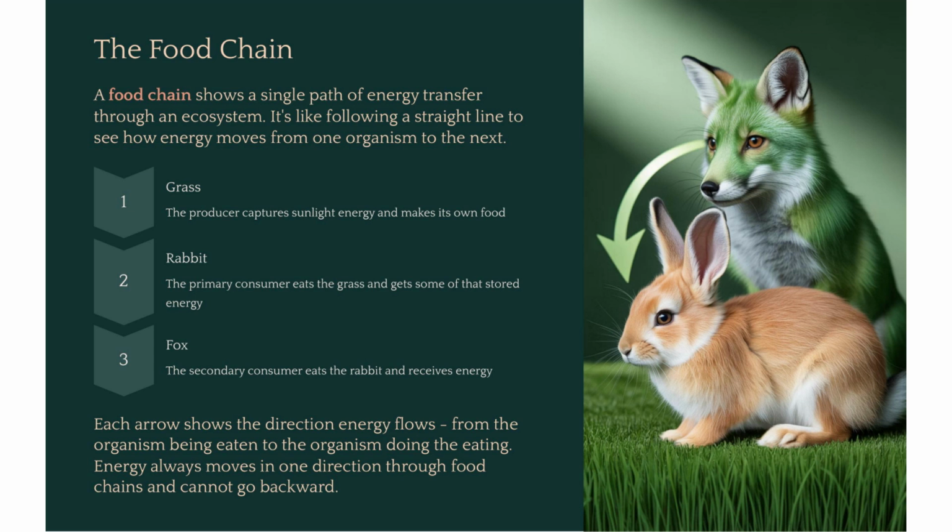A food chain is a simple way to show how energy is transferred from one organism to the next. It's a straight line. For example, grass is a producer. A rabbit eats the grass. A fox eats the rabbit. The energy from the sun goes from the grass to the rabbit and then to the fox. It shows a single, one-way path of energy.